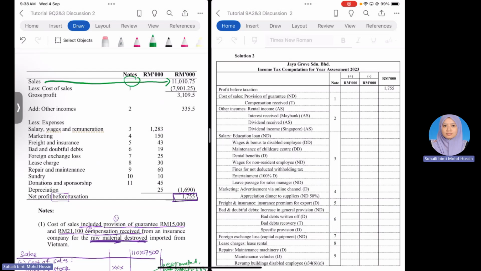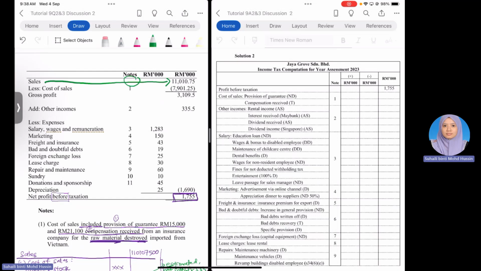11,010,750,000 ringgit is already included in the total amount of net profit before taxation. You already added this amount, and this amount is related to 100% of the production. So we just ignore the transaction. We don't have to make any record for the sales because the amount is already included in the net profit before taxation. So we ignore the sales amount.